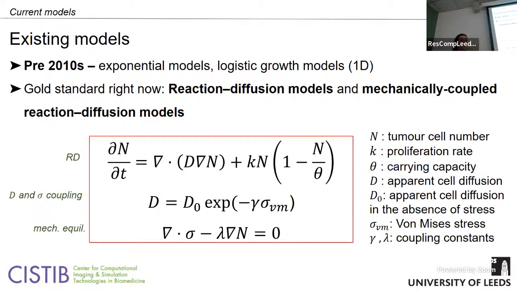Because the tumor isn't growing in a vacuum, it's growing in a breast. So the surrounding healthy breast tissue restricts the growth, and that's reflected in the second equation here, which couples the von Mises stress, which is a measure of the tissue stiffness, to the diffusion of tumor cells. And then lastly, we've just got an equation for mechanical equilibrium.